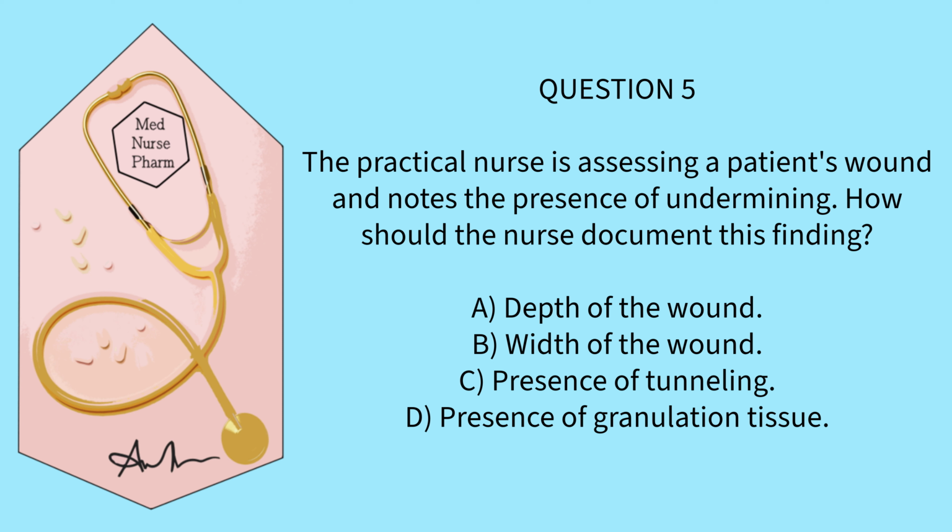Question 5. The practical nurse is assessing a patient's wound and notes the presence of undermining. How should the nurse document this finding? Depth of the wound, width of the wound, presence of tunneling, presence of granulation tissue.